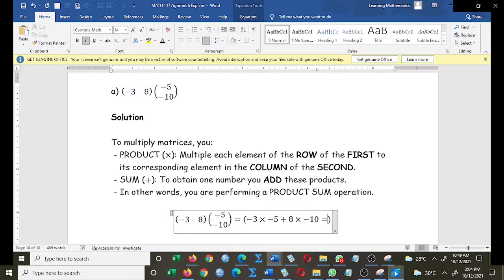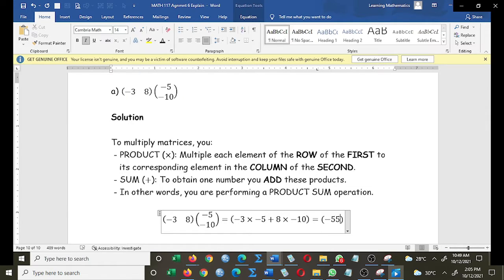Now you put the equal. No, no. You don't put equal inside there, because the equal is implicit. You put the equal outside. Okay, now you put the equal. And what's the answer? -55. And what size of matrix is -55?